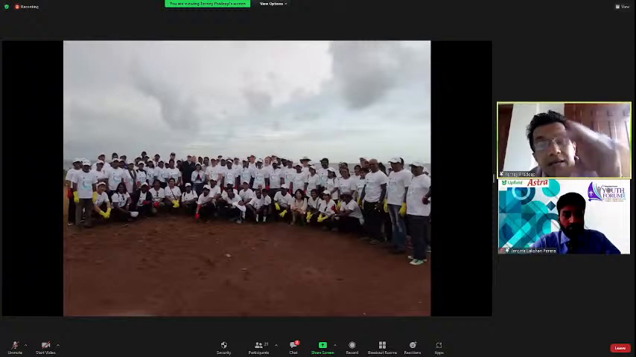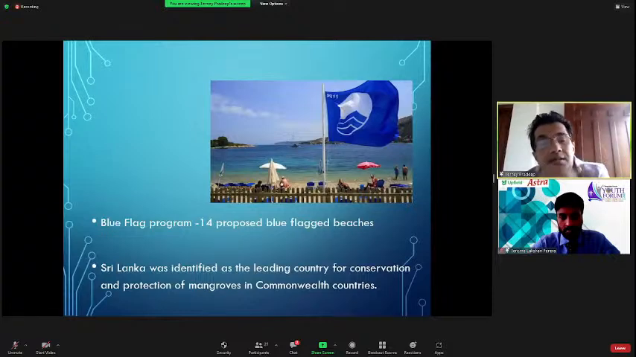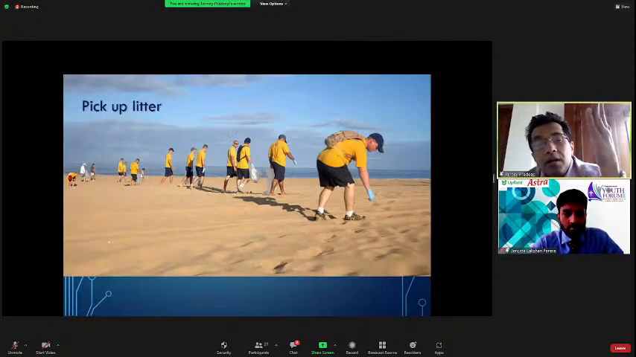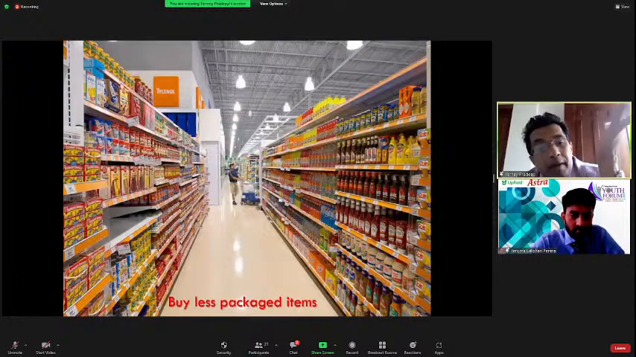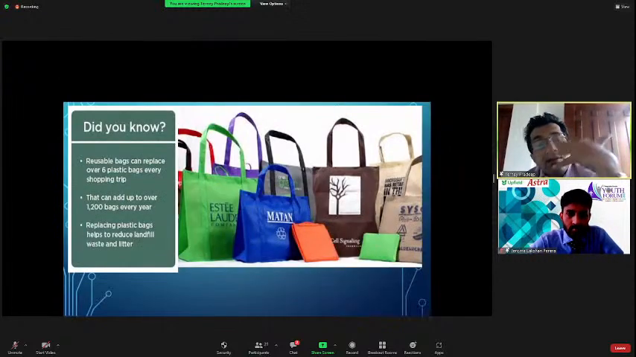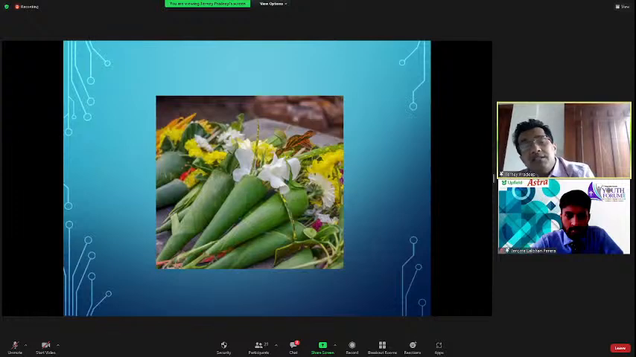This is in Negombo. And globally you don't need to, but you can start blue flag beaches in Negombo. Blue flag is for very healthy beaches. It's a certification, right? And you can pick up litter. You can buy less packaged items. Once you buy packaged items, they convert into waste. You can use your own bags when you shop, right? As scouts, you can spread that news to your family members. You can go into 3R methods: reduce, recycle, and even you can go to 6R methods.